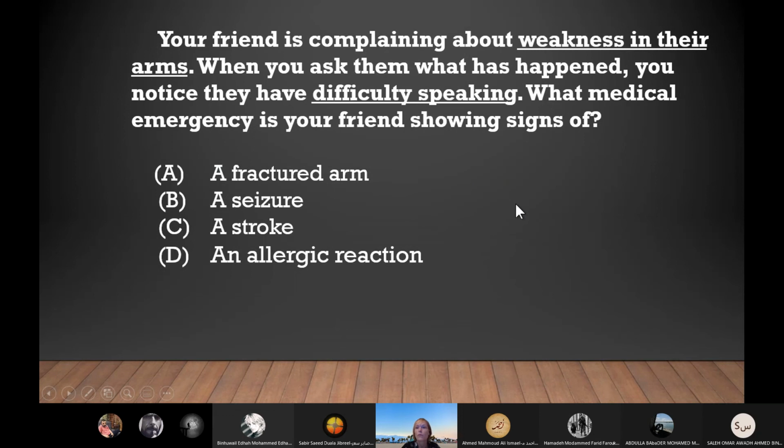I'll just go quickly through the rest of these now. So your friend is complaining about weakness in their arms. When you ask them what has happened, you notice they have difficulty speaking, so that is a stroke, okay? You're thinking FAST. Face, arms, speech.